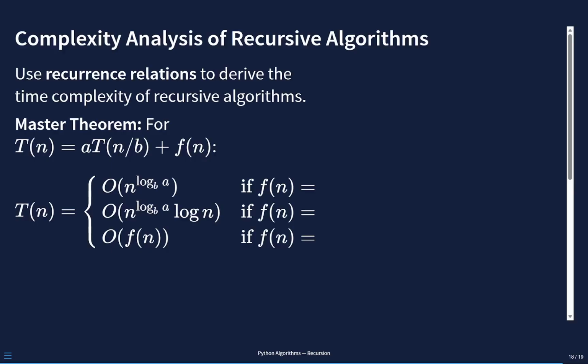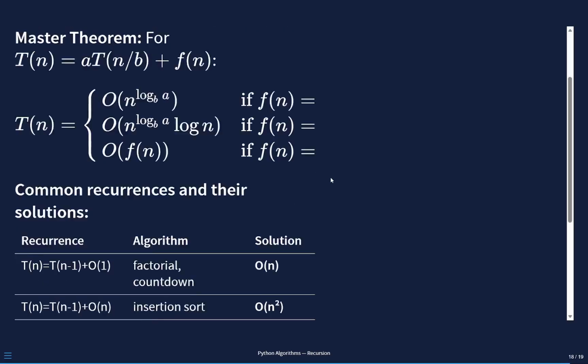Compare f(n) against n raised to log base b of a. If f is smaller, root dominated, result is O(n^(log_b a)). If equal, balanced, multiply by log n. If f is larger, leaf dominated, result is O(f(n)).